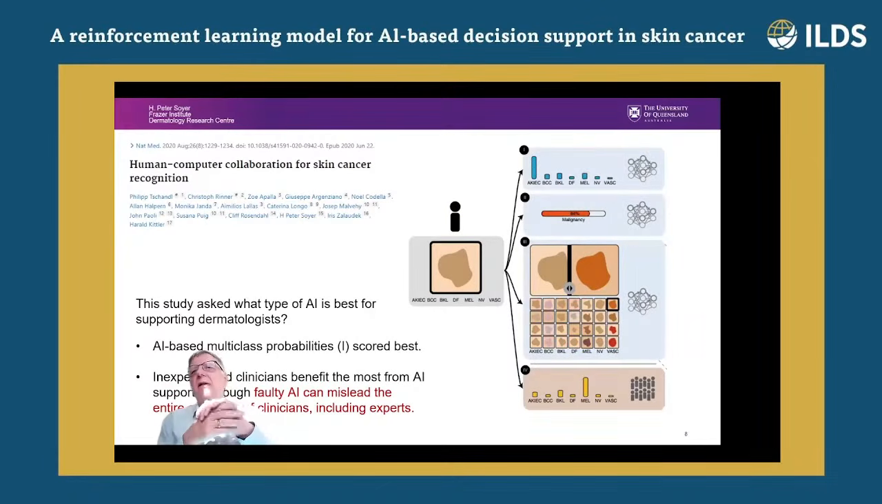In the same year, there was a publication led by the Vienna group, and I was kindly invited to be a co-author, about human-computer collaboration for skin cancer recognition. And this study asked what type of AI is best for supporting dermatologists. And interestingly enough, the AI-based multi-class probability scored best. Interestingly, inexperienced clinicians benefited the most from support, but also faulty AI can mislead the entire spectrum of clinicians, including experts.